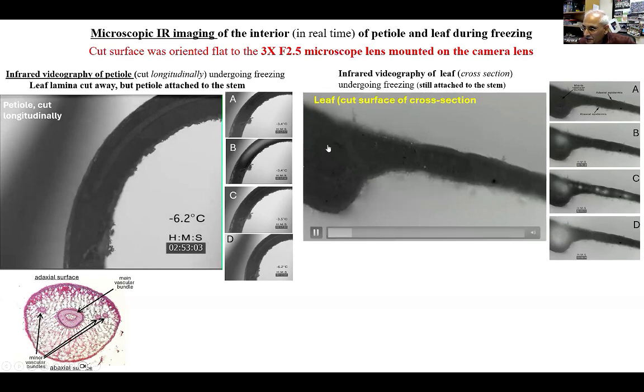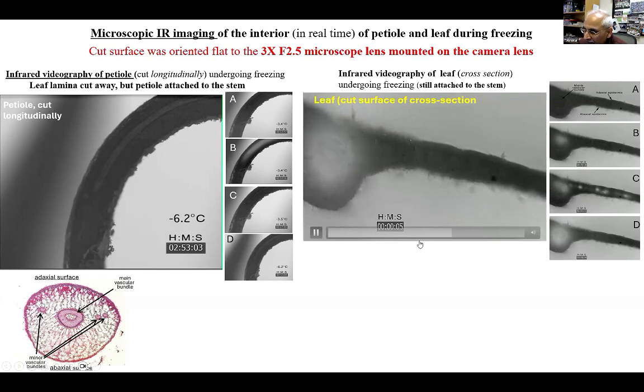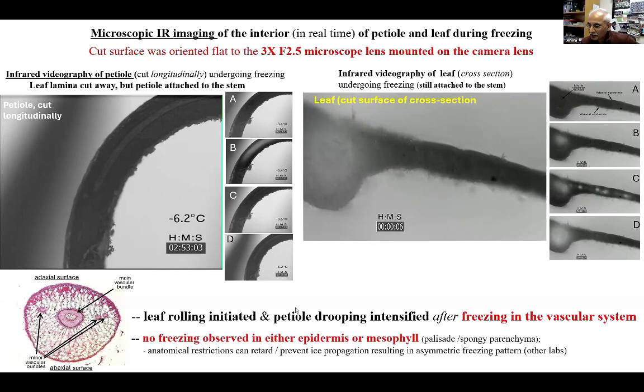Here you will see all these things popping up like a firework. Here the ice has formed, and it will go into these other side veins. So all this change in the color is because of this exothermic event. Okay, and so this basically is further confirming that ice forms only in the vascular part. So leaf rolling initiated and petiole drooping intensified after freezing in the vascular system, and no freezing was observed either in epidermis or mesophyll tissue. It's only in the vascular system.